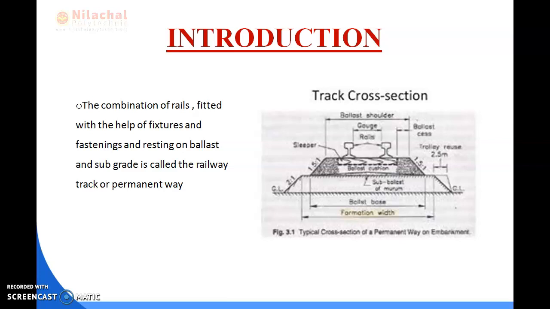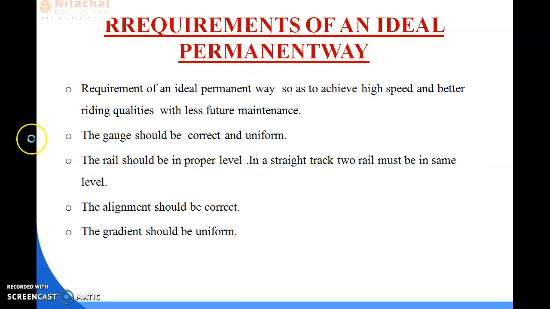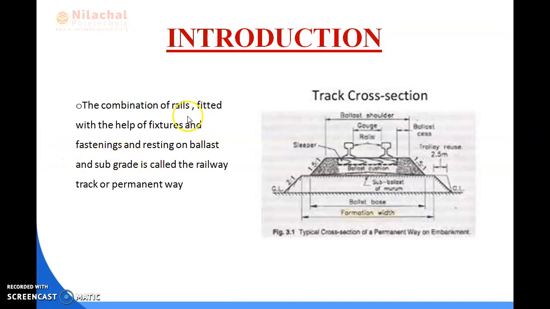What does permanent way mean? The combination of rails fitted with the help of fixtures and fastenings and resting on the ballast and subgrade is called the railway track or permanent way. So whenever all these things are combined together, we call that the permanent way.